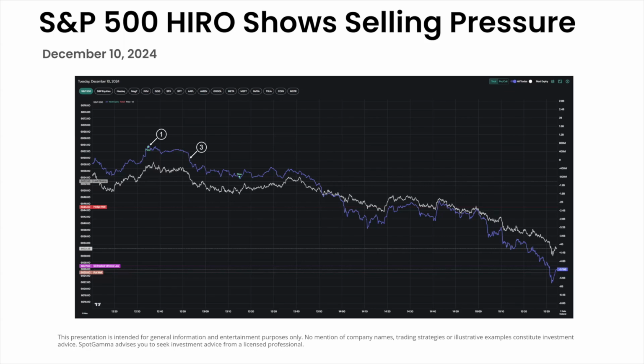At 12:52 p.m., traders began buying SPX, SPY, and ES puts and selling calls, noted with label 3 on the HIRO chart. Market makers were taking the opposite side of the trades, selling puts and buying calls. Since market makers want to remain delta neutral, they had to sell ES futures to hedge their delta exposure. Traders continued to buy puts and sell calls until around 3:30 p.m.